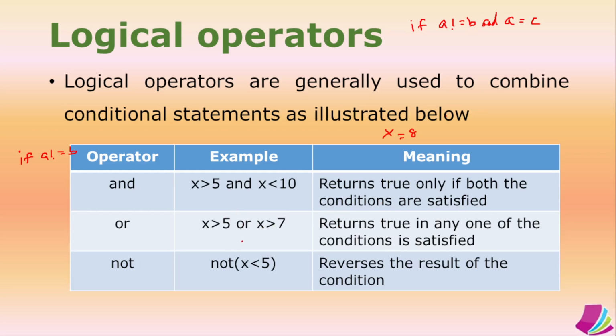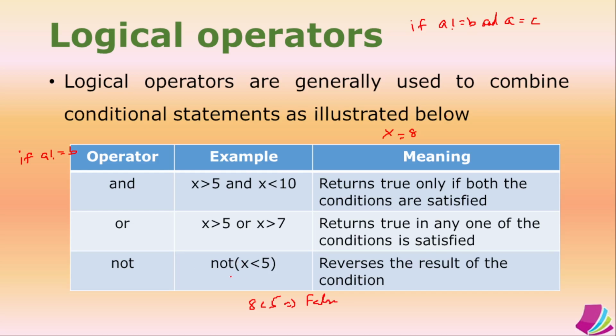Okay. Suppose if the first condition fails, it will check the second condition. Then if it gets true in the second condition, then it will return true. Only if both the conditions are failing, we will get false. And third case is not. It provides the opposite of the result. So not of x less than 5. 8 less than 5, this is false actually. 8 is not less than 5. So the answer is false.